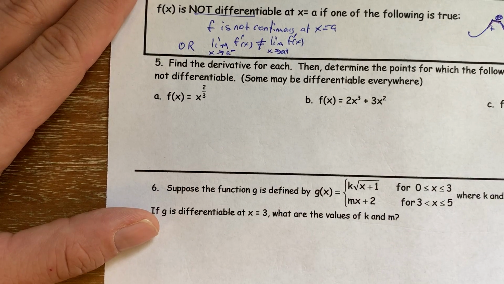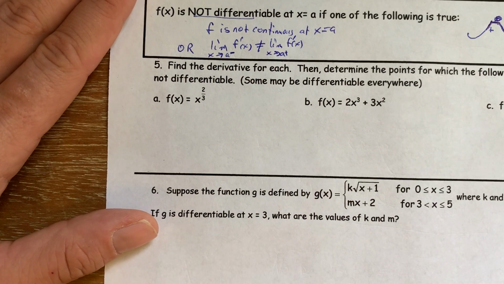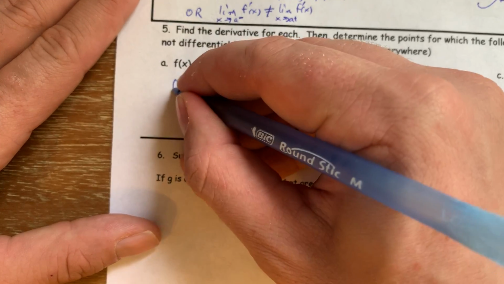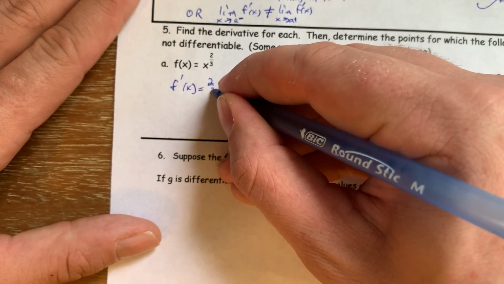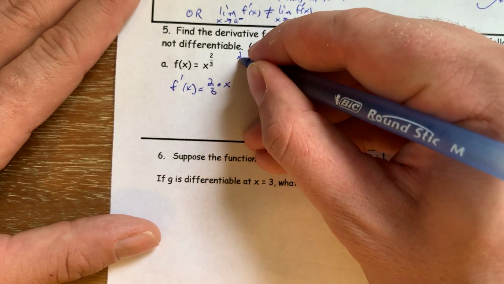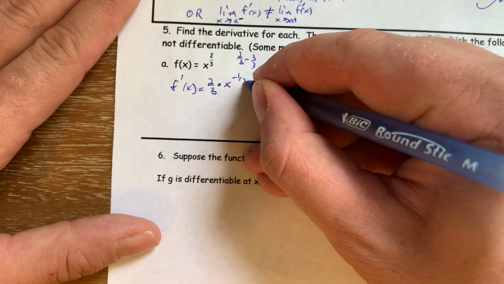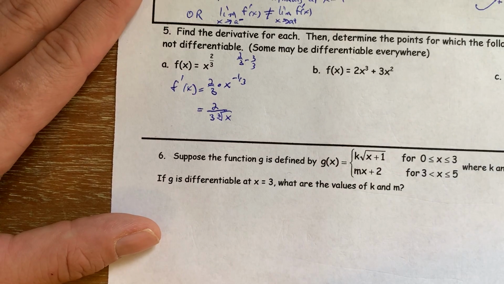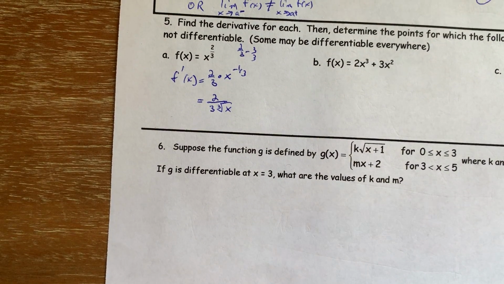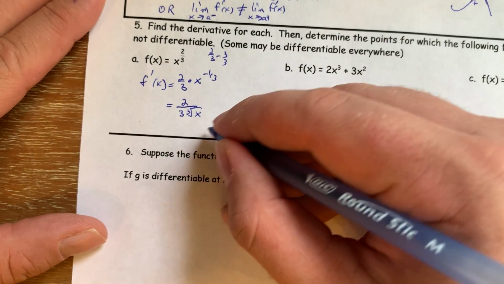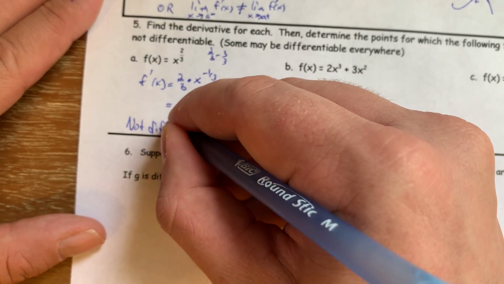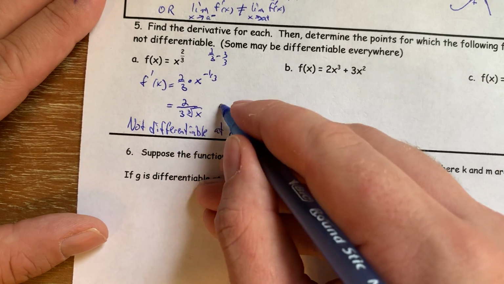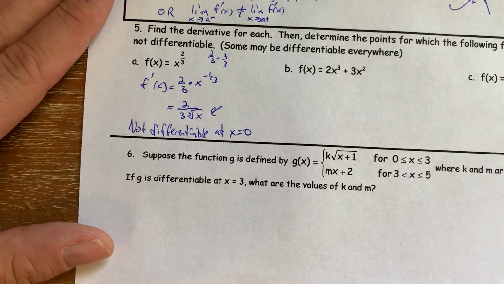Find the derivative for each. Determine where the function is differentiable. And some of them might be differentiable everywhere. So this function, what's the derivative? Hopefully we realize f prime of x is 2/3 times x to the, we need to lower the power by 1, negative 1/3 power. This can be simplified to 2/3 over the cube root of x. And so because of this, the function is not differentiable when the denominator is 0. So not differentiable at x equals 0. And that's because when we try to plug in 0, the derivative will not exist.